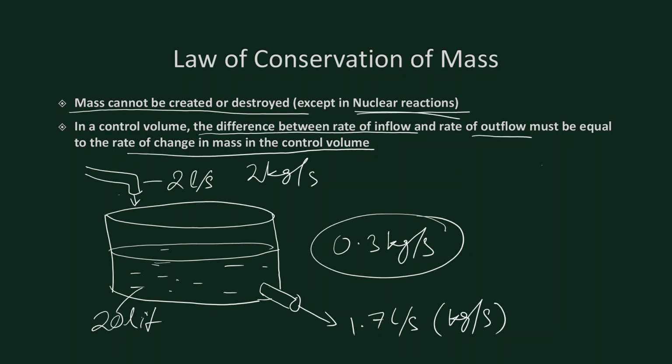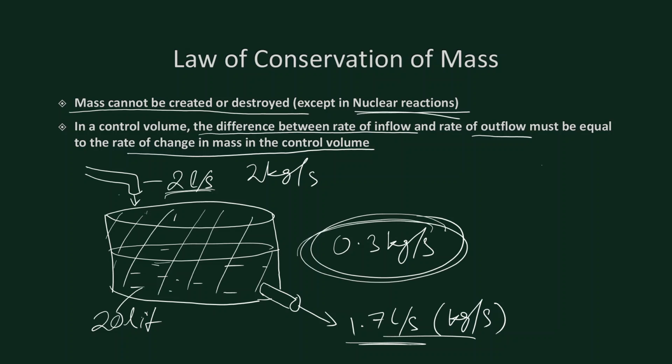So that's what is meant by this statement, in a control volume. In this case, the control volume is the total volume of the container, that is, the total capacity of the container. So the difference between the rate of inflow and rate of outflow, that is this 2 kg per second and this 1.7 kg per second, must be equal to the rate of change in mass, that is this 0.3 kg per second in this control volume.